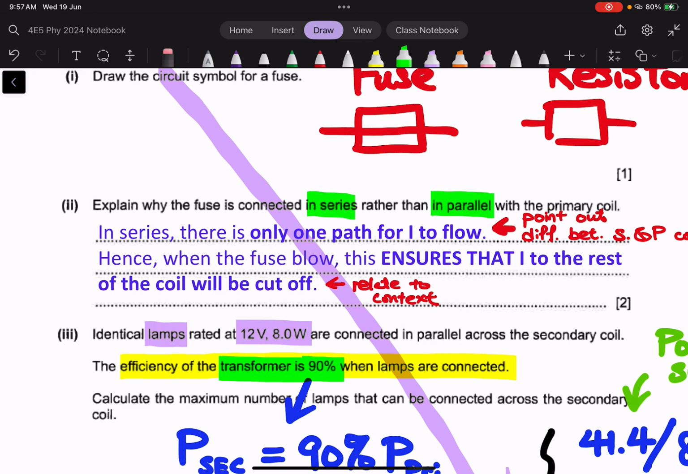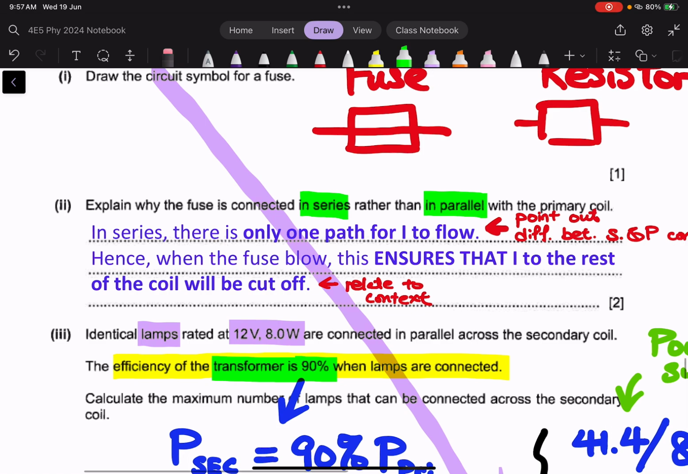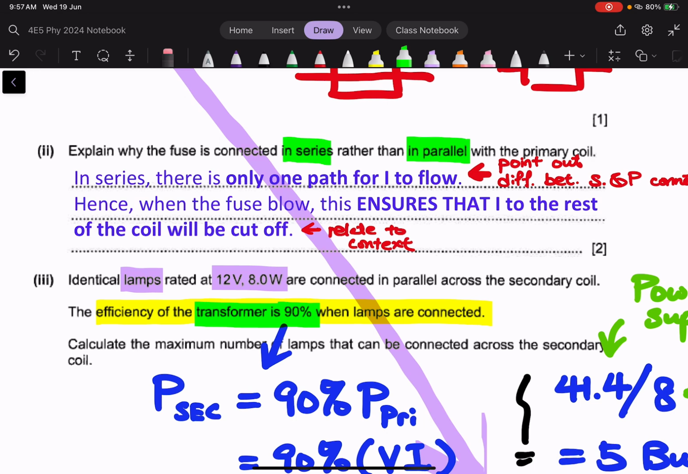So in O-level, sometimes you see something that you are not prepared for, you try to change it to a question that is familiar or similar in nature. That is how I approach it. In series, there's only one path, but in parallel, multiple paths. If you install your fuse in a parallel connection, the current can go to another path. But what's the purpose of the fuse? To cut the path when the current is too large. So if you put it in parallel, it defeats the purpose.